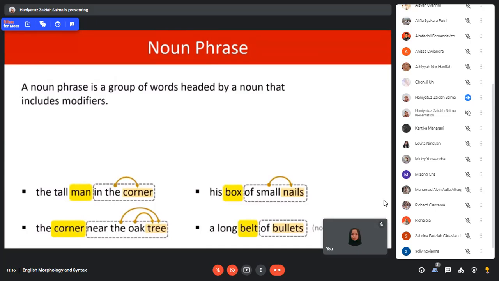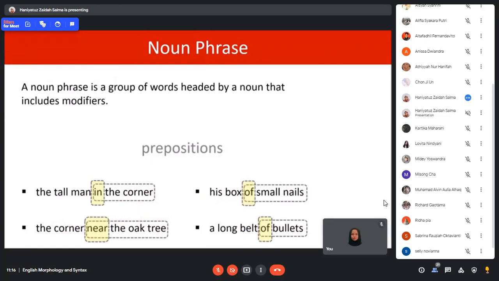Okay, let's get rid of some of that. You might have noticed we didn't talk about these words. These words are not modifiers. These words are called prepositions. Prepositions are used to show relationships between words. We have a whole lesson on prepositions. In our first example, the word in shows the relationship between the corner and the tall man.